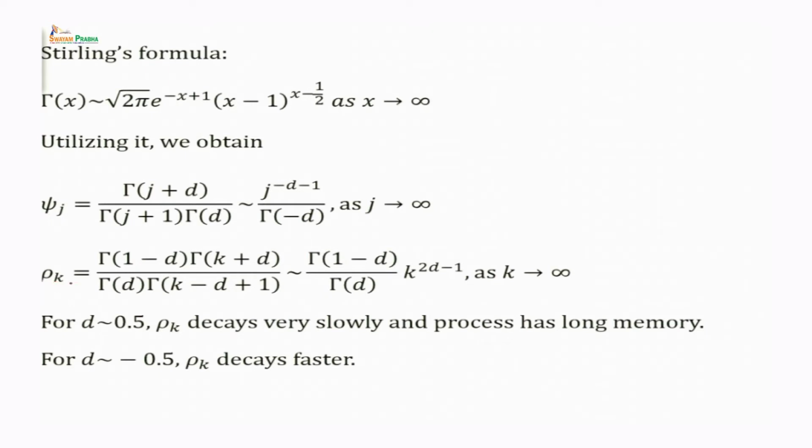Then rho_k can be approximated just by using Stirling's formula. You can also approximate rho_k, and the approximation is gamma(1 minus d) upon gamma(d) k to the power 2d minus 1. Now, you observe that if d is approximately equal to 0.5, then rho_k decays very slowly, and the process has long memory. And if d is approximately equal to minus 0.5, then rho_k decays faster. Here you have a term k to the power 2d minus 1, so from here you can easily observe this phenomenon.